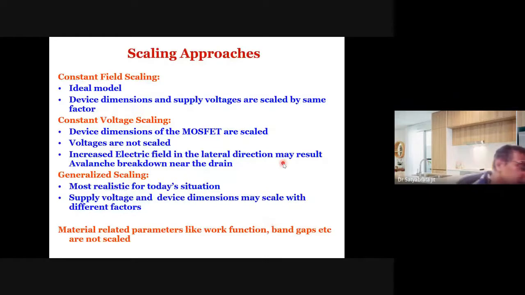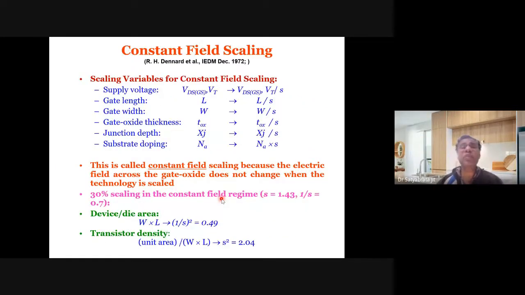Now there were several scaling approaches. So there are scaling theories. There are mainly three scaling theories: constant field scaling, constant voltage scaling, and generalized scaling. These are the three scaling techniques. Now in the case of constant field scaling, that was suggested by Dennard et al. in an IEDM conference in 1972. Later it was published in an IEEE paper.